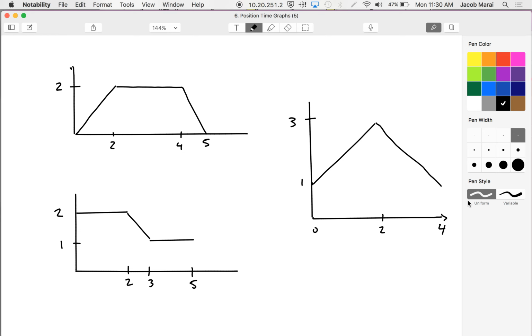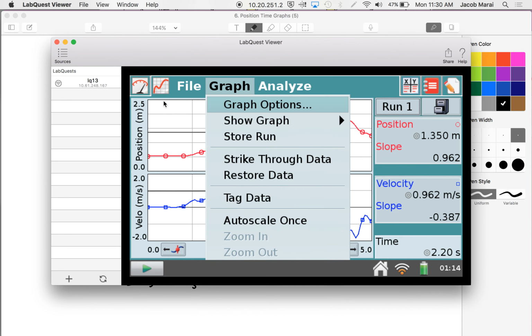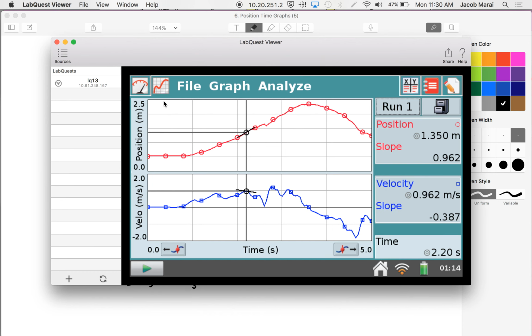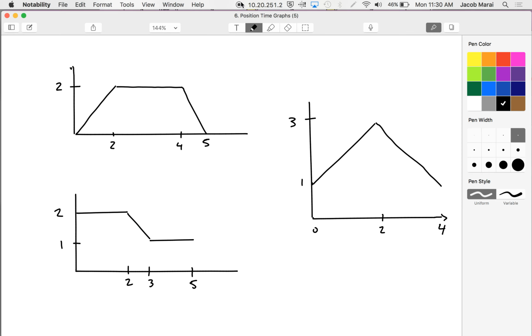Okay, so just have a go, but what I'd really like you to try and do is go to analyze tangent, tick that, and then anywhere you point on your position time graph is going to give you the tangent. So guys, just have a bit of fun, but at the same time, try and make those 3 shapes. All right, and show me what you can manage.